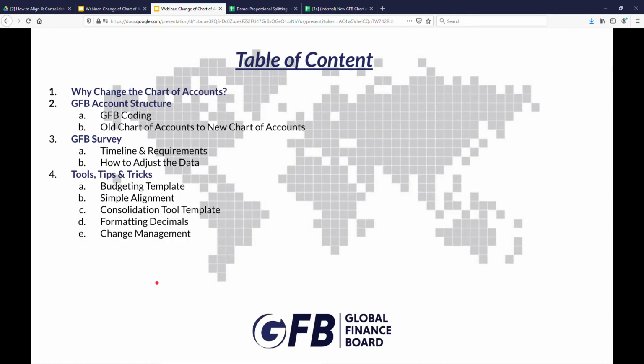So first thing is the table of contents. What I'm going to talk to you about today is why change the chart of accounts, what is the GFB account structure, so just to understand the GFB coding and old chart of accounts to new chart of accounts, then the GFB survey, and then timeline and requirements, how to adjust the data, and then tools and tips and tricks. Meaning what can you do on how to do the changes.